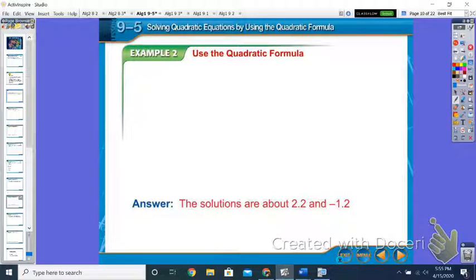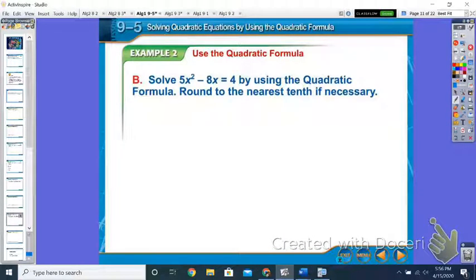Keep in mind you will get some decimals on these. That's why I had this example in there. That's fine. Your calculator would just, when you hit enter, say 2.2 and negative 1.2. It doesn't mean you're wrong. This is why the quadratic formula is good. Factoring, if we tried to solve these by using factoring, we probably wouldn't be getting answers that look like this.